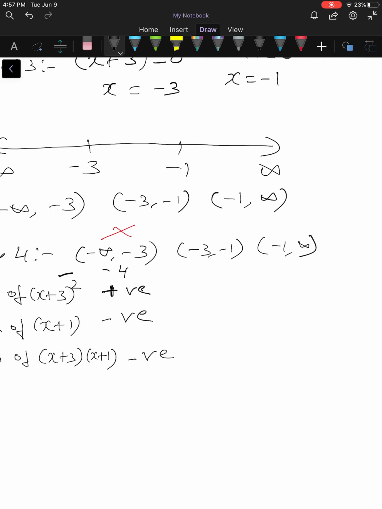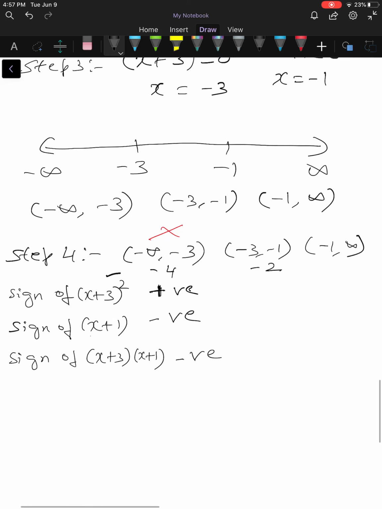Next, considering the trial value in between negative 3 and negative 1, I can consider negative 2, right? Yes, I can consider negative 2. So in this case, negative 2 plus 3, that is 3 minus 2, is 1. 1 squared is positive. Good. So negative 2 plus 1 is negative 1. So it is negative. Again, you are getting a negative value, whereas we should get greater than sign. That means a positive value. So even this interval is ruled out.